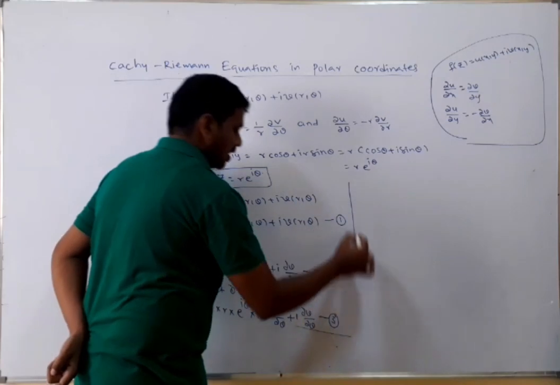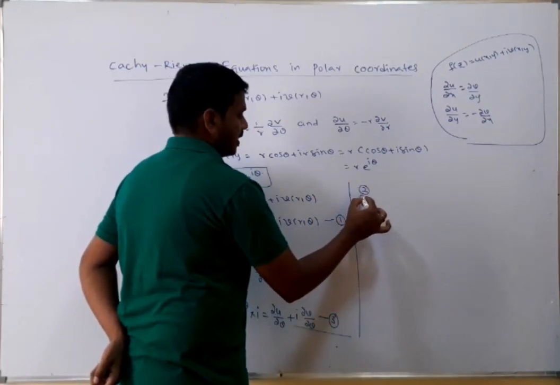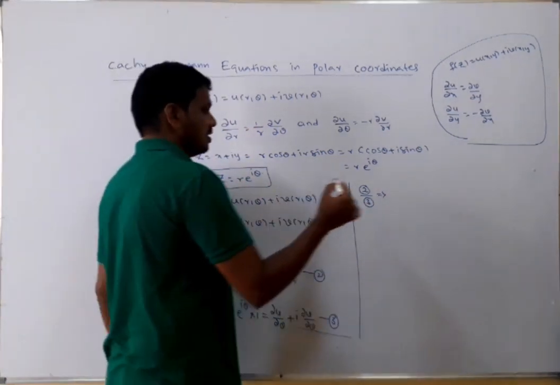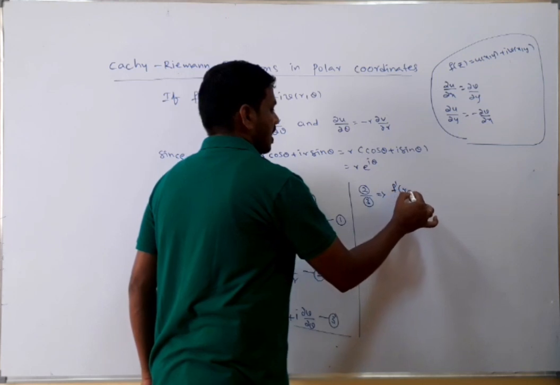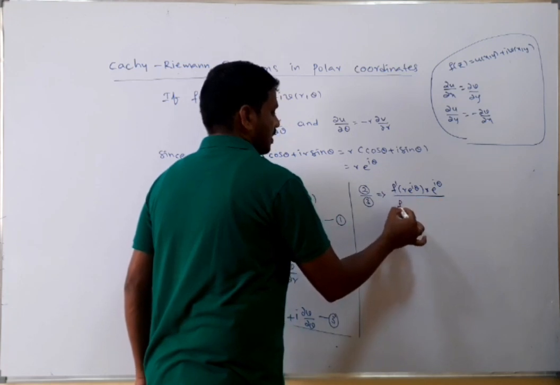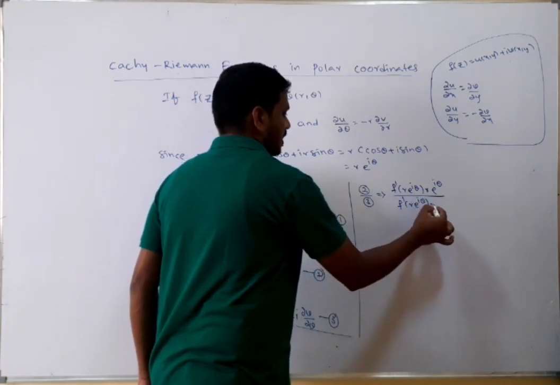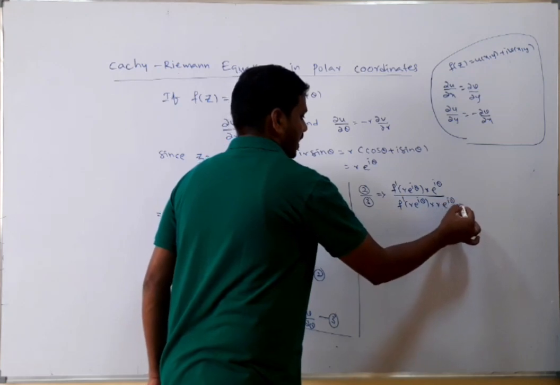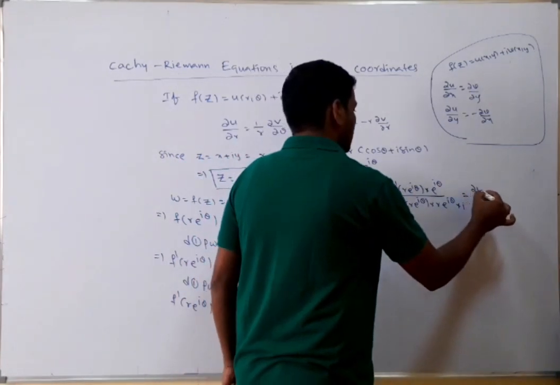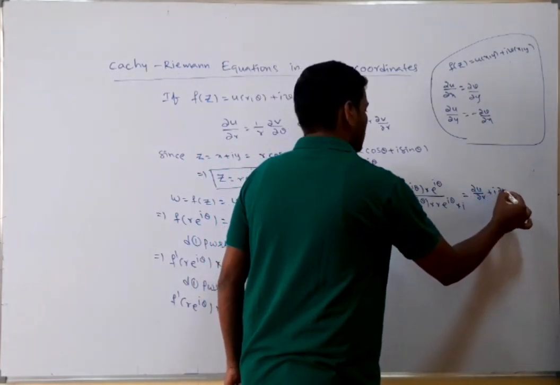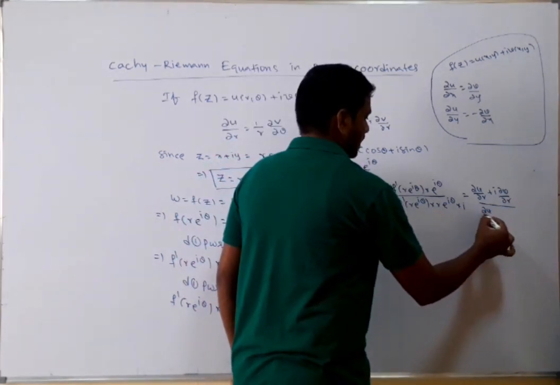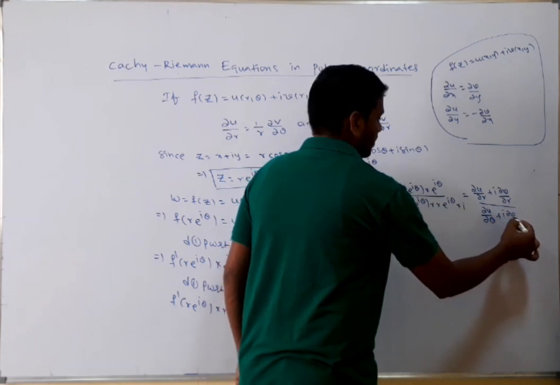2 divided by 3 gives LHS divided by LHS, RHS divided by RHS. So we have f dash of r e^(iθ) into e^(iθ) divided by f dash of r e^(iθ) into r e^(iθ) into i is equal to the RHS terms, ∂u/∂r plus i ∂v/∂r divided by ∂u/∂θ plus i ∂v/∂θ.